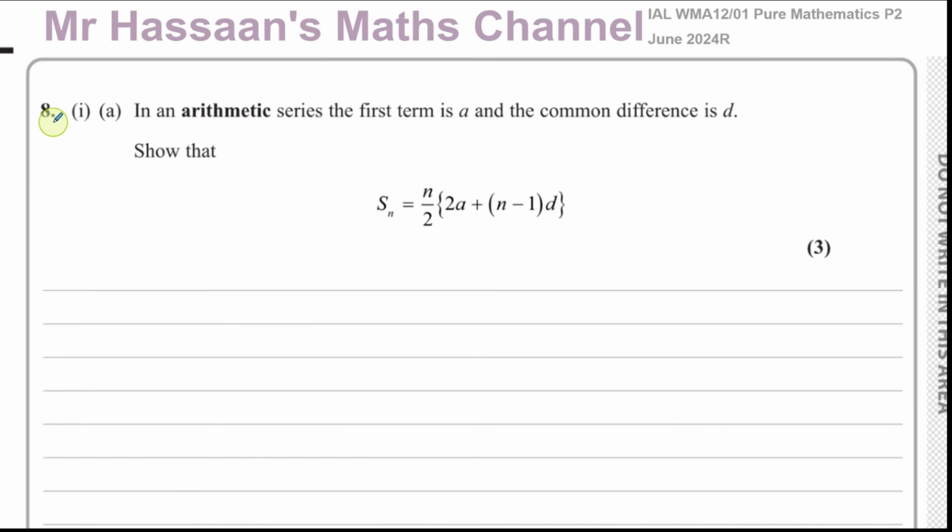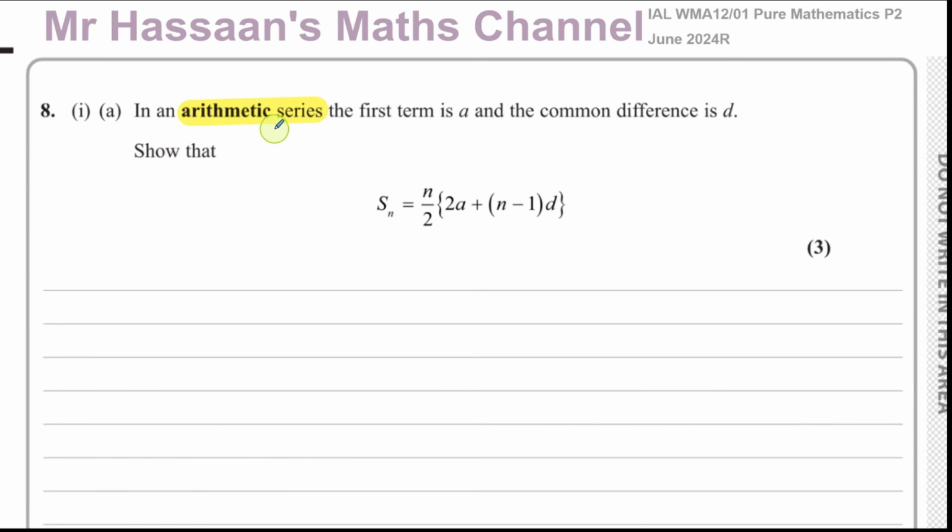And here, question number 8, part A: in an arithmetic series, keyword, which is bold, the first term is a, the common difference is d. Show that Sn equals n over 2 times (2a plus (n minus 1) times d). So this is basically the sum of the first n terms of an arithmetic series which has a first term a and a common difference d.